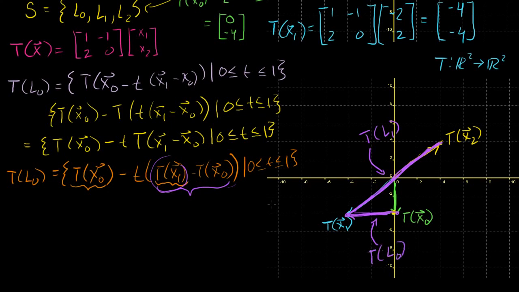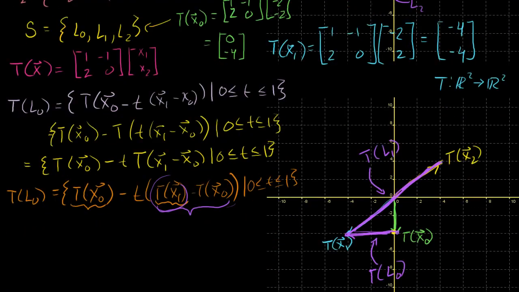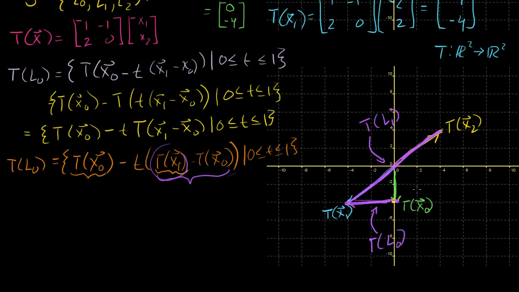This right here is the transformation of L naught. And then finally, what's the transformation of L2? L2 connects the points x2 and x naught. So that is L2 right there. So the transformation of it, using the same math that we've done before, is really just the line connecting the transformations of those 2 points. So the transformation of L2 is going to be equal to the line that connects the transformation of x2 to the transformation of x naught. So it's going to be that line right there. So this is the transformation of L2.